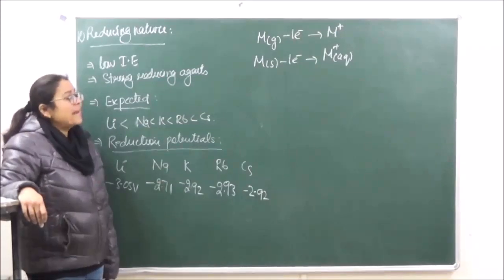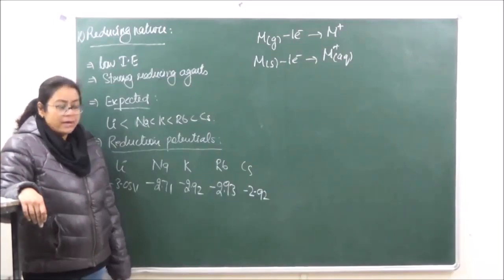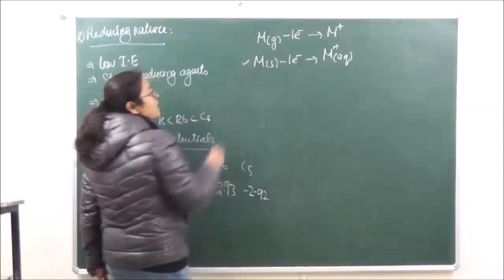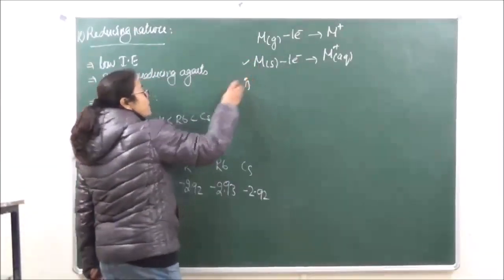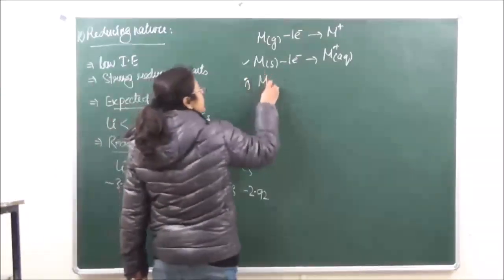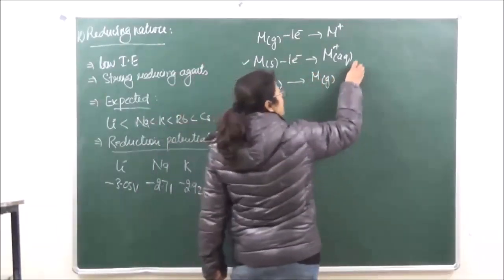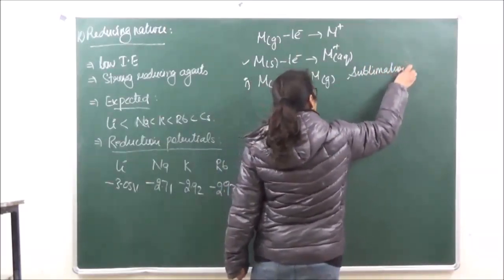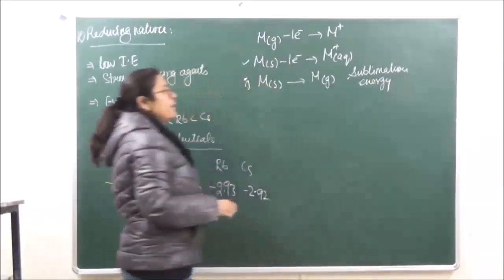Because a solid metal cannot lose electrons. It has to be converted into the gaseous state. Right? So let's see what are the 3 steps in which this particular change is going to take place. The first step is M solid will change into M gaseous, and the energy which is required for this is the sublimation energy.